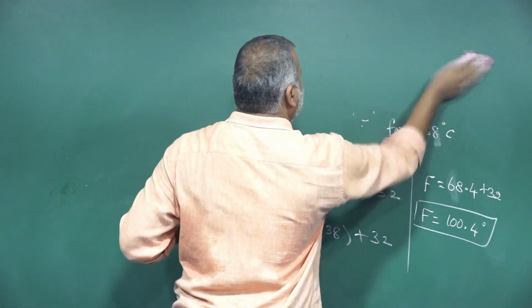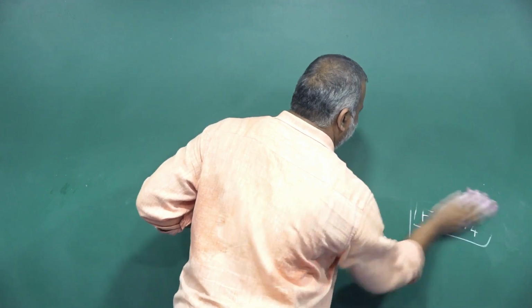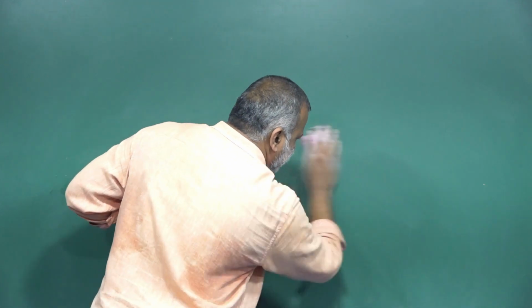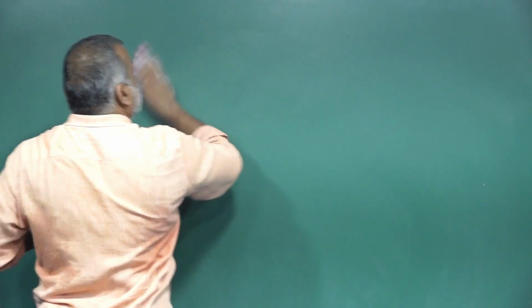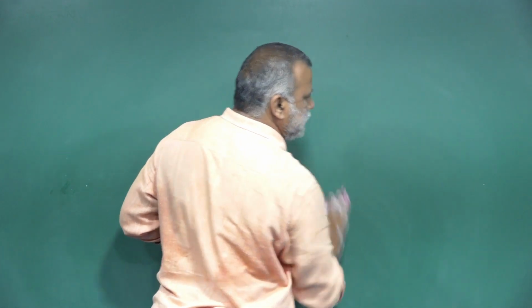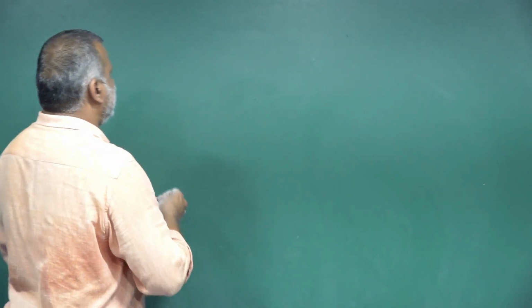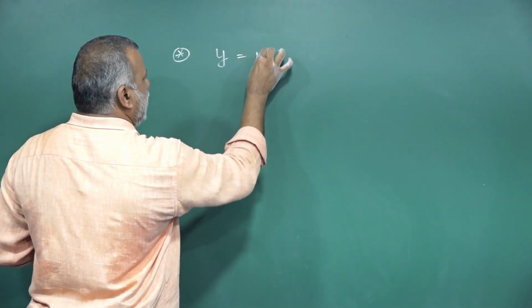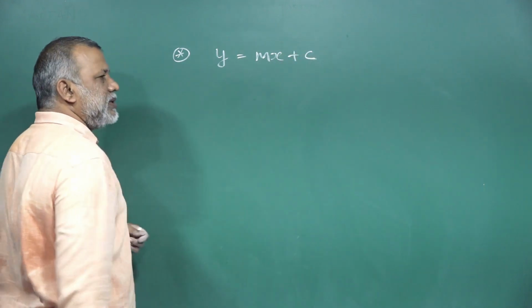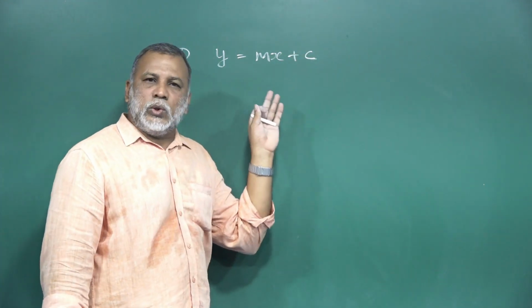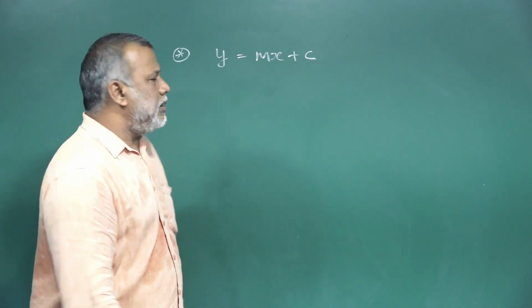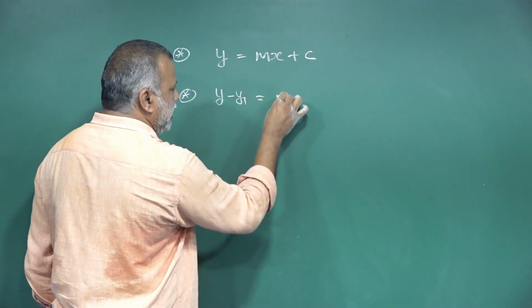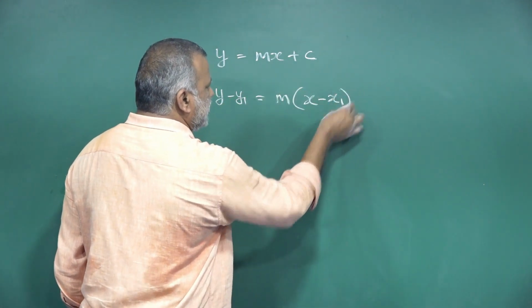Already well known from your lower classes. Just to recall, what are the different formations of straight line we have used so far? What is the question number 1 here? Formula number 1 you are using: y equal to mx plus c. This is the equation of the straight line having slope m, then y-intercept c. Then another one, y minus y1 is equal to m of x minus x1.